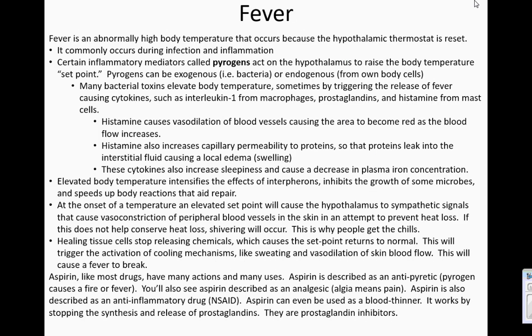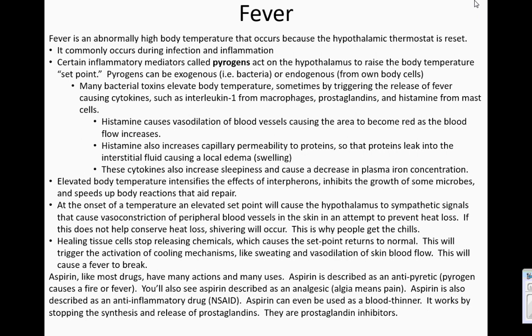We said one of the signs and symptoms of inflammation was heat. Well, heat can be measured with a temperature, and sometimes we describe an elevated temperature as a fever, which is defined as abnormally high body temperature occurring because the hypothalamic thermostat is reset. So it's basically just like me walking over to this thermostat in this room and cranking up the temperature of the room. And then the temperature of the room is going to be maintained at that higher level.